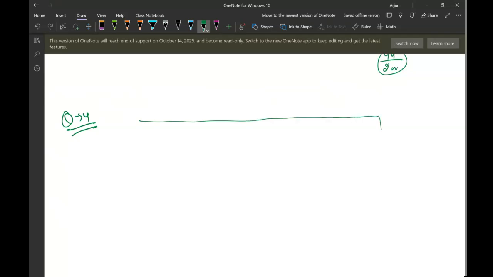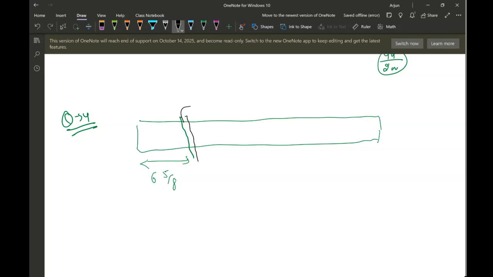So there is a huge bar given to you, and in this bar you're given the 6 and 5/8-inch pieces, and then there is a certain amount of waste with this also. This is the waste. That waste amount is equal to 5/16, and the total length of this bar is 21 feet. And how many such pieces can you cut from this kind of bar?